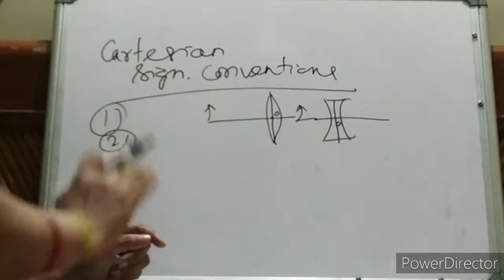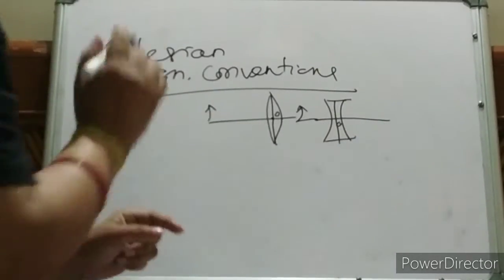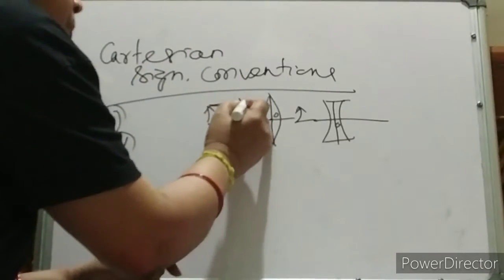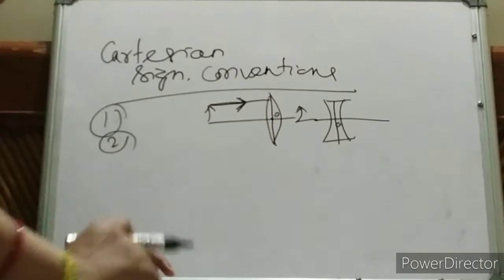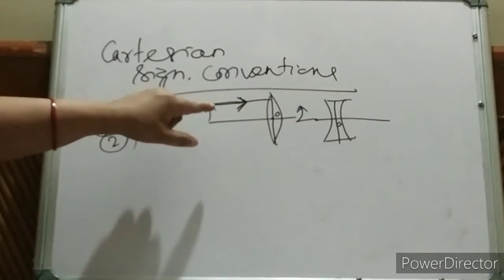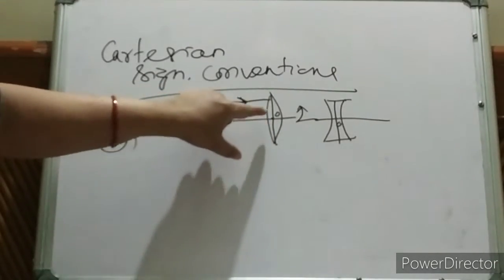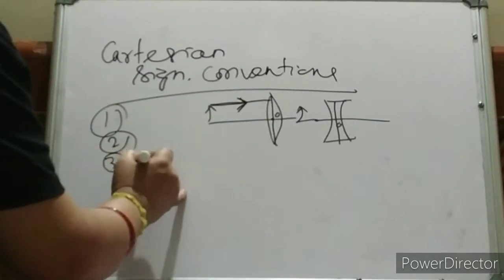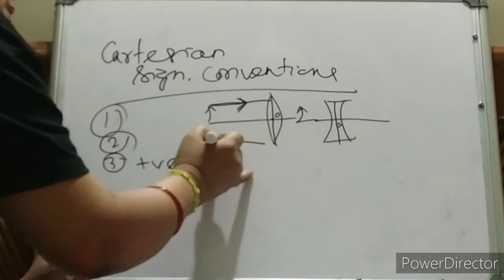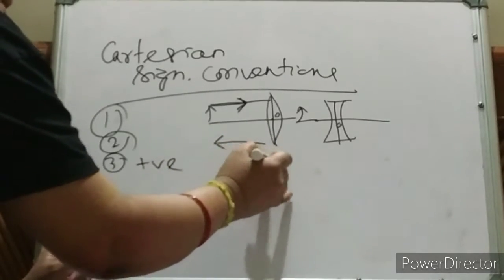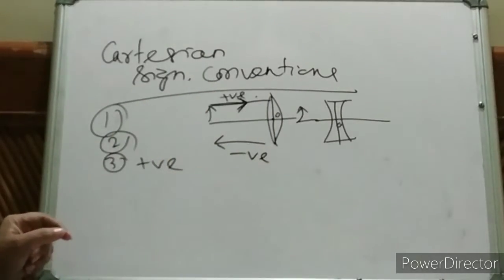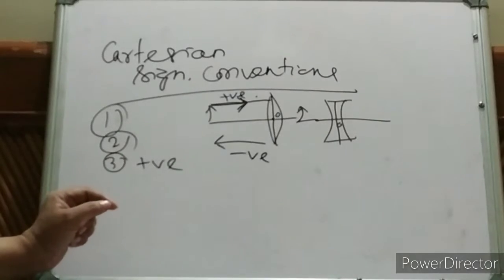And if the distances are measured in the direction of incident light, suppose this is the direction of incident light, then the distance is positive. If it is opposite to the direction of the incident light, then it is negative. Is it clear, children? Okay. What is the next point?